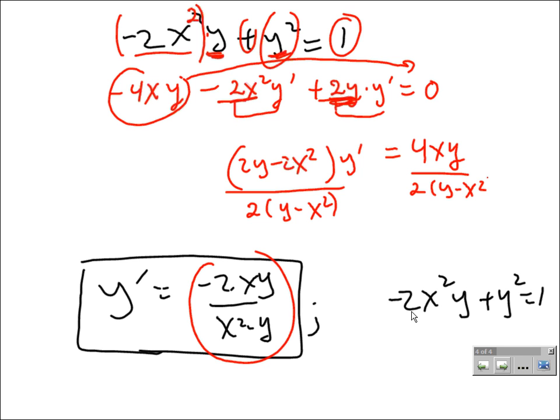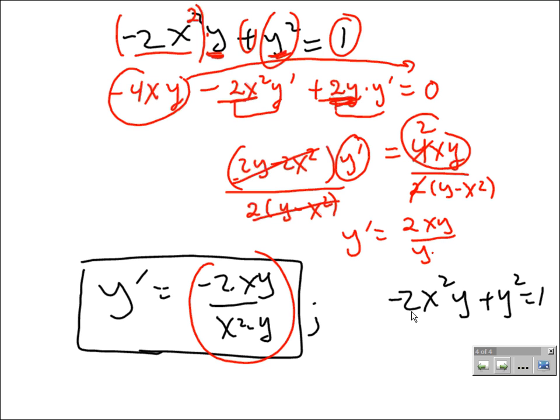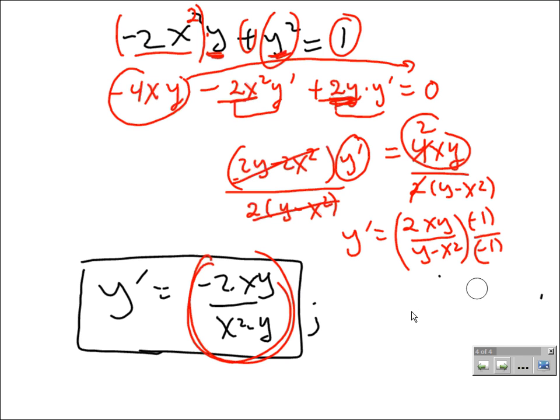Why did I bother to do that? Because this 2 goes into 4 2 times. This cancels, and I get y prime is equal to 2xy divided by y minus x squared, which is exactly this, because if I multiply the top by negative 1 and the bottom by negative 1, then I multiply by 1. Negative 1 over negative 1 is 1. And multiplying by 1 will never ever change the value.